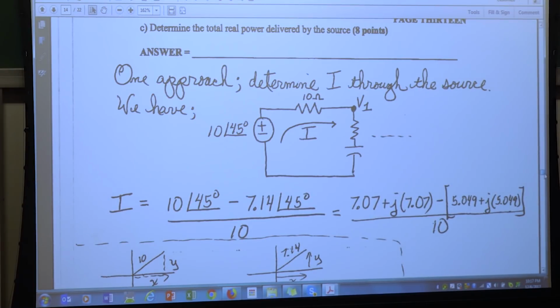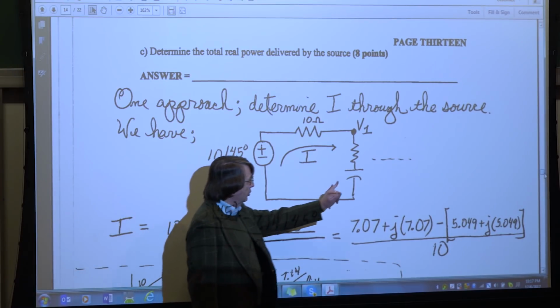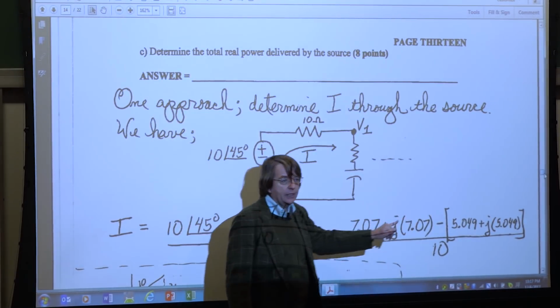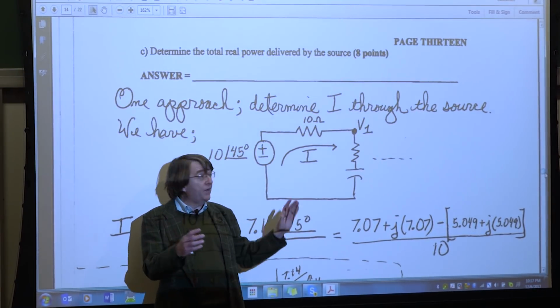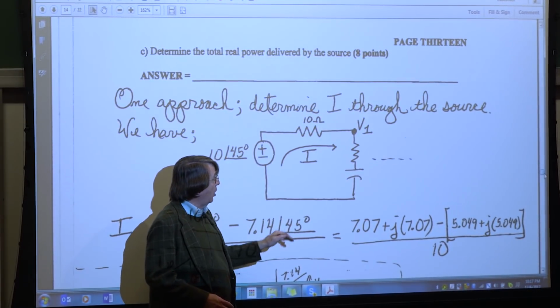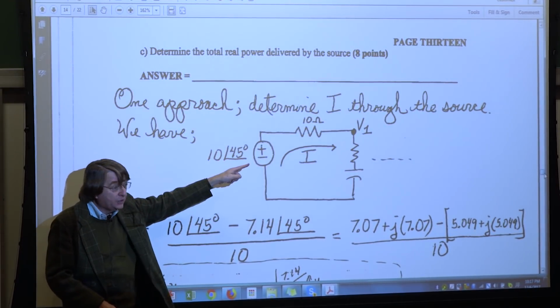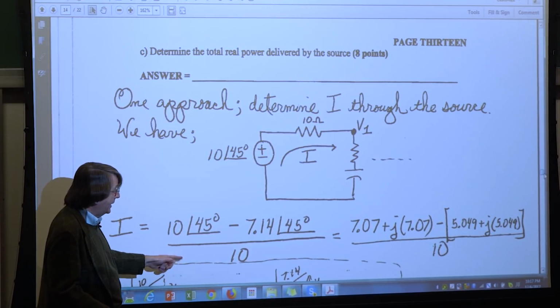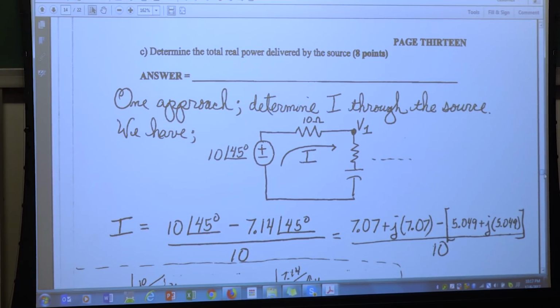The last is to determine the real power delivered by the source. What would be helpful here is if I could figure out the current I. So notice I didn't draw the whole circuit. This is meant to be dotted lines, but it's Vs and R, and that's V1. So my colleagues, if I think of I as flowing in this direction, the current through the source, how do I get I? I is going to be 10 at an angle of 45 minus V1, over 10. And just go ahead and solve for I. And again, this is in the formula sheet.